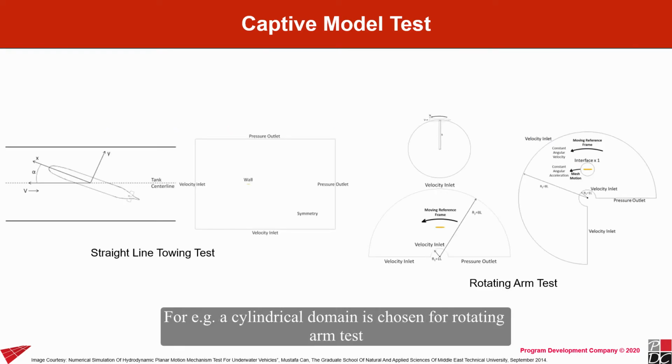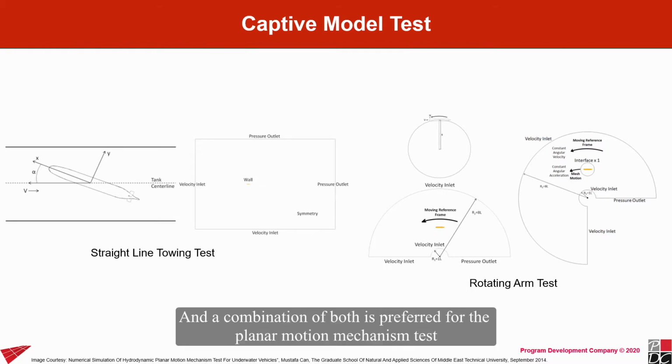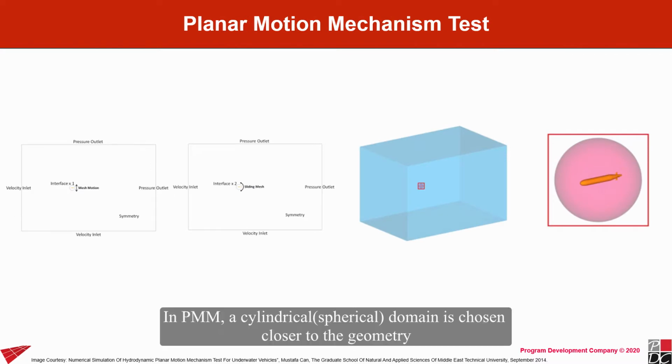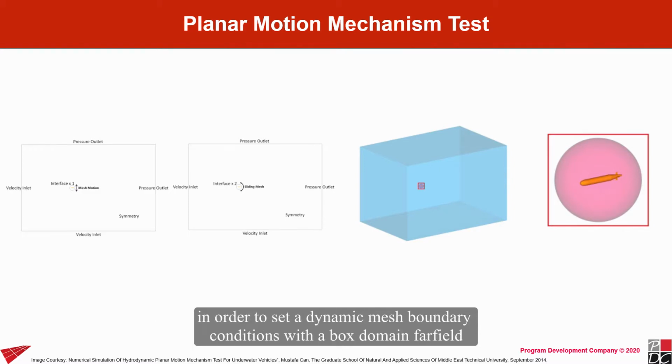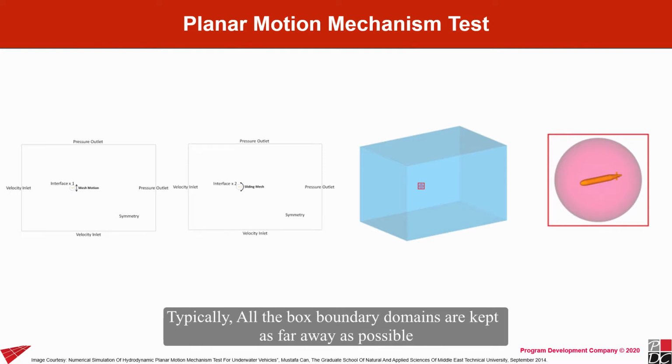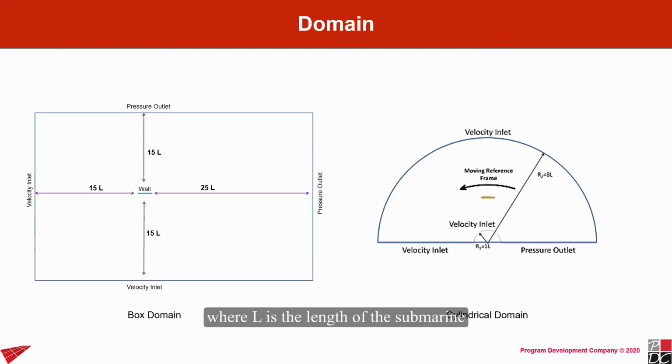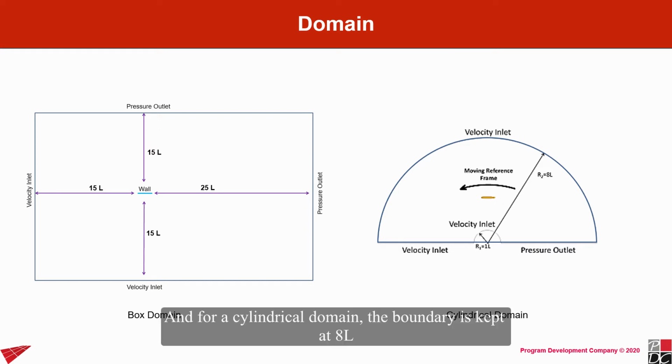For example, a cylindrical domain is chosen for rotating arm test, whereas a box domain is preferred for a straight line towing test. And a combination of both is preferred for the planar motion mechanism test. In PMM, a cylindrical domain is chosen closer to the geometry in order to set a dynamic mesh boundary conditions with a box domain far field. Typically, all the box boundary domains are kept as far away as possible. For example, 15L for all the boundaries except the outlet, which is kept at 25L, where L is the length of the submarine. And for a cylindrical domain, the boundary is kept at 8L.